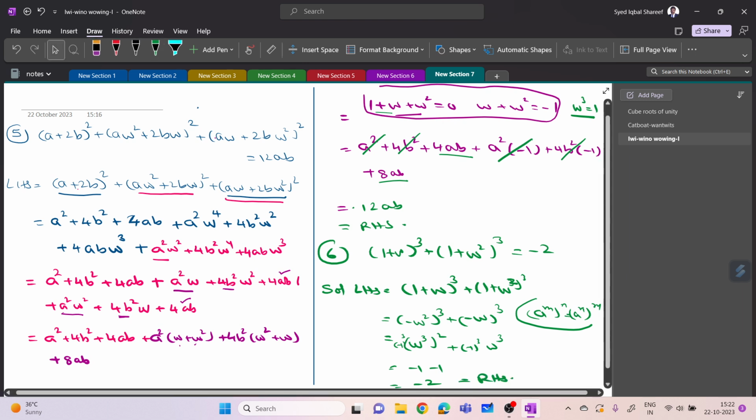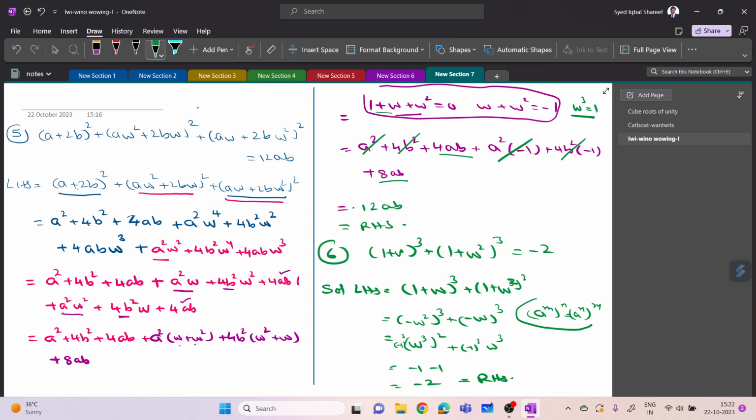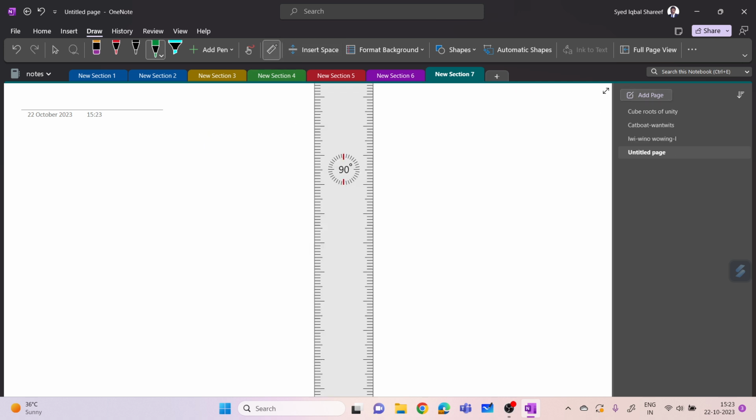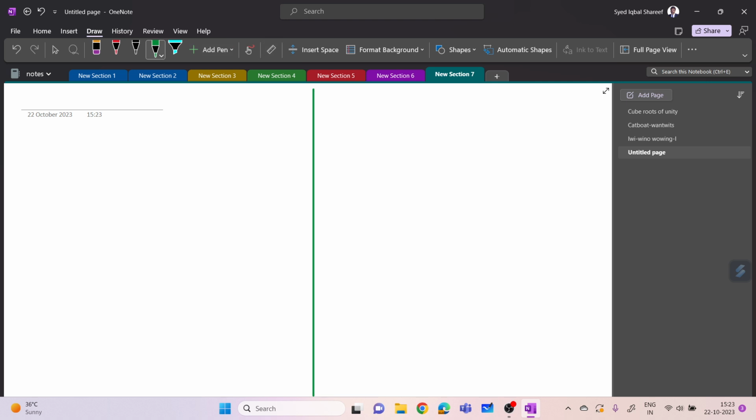Okay, this is the problem. One more problem we will go. One more problem of this type. 1 minus omega, 1 minus omega square, 1 minus omega, 1 minus omega square is equal to 9.